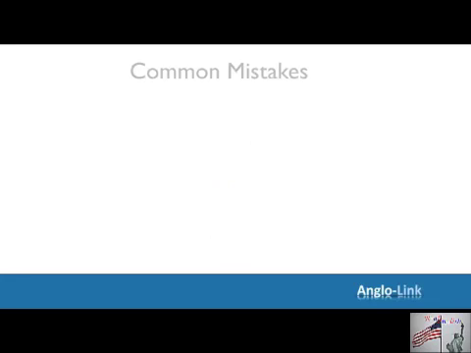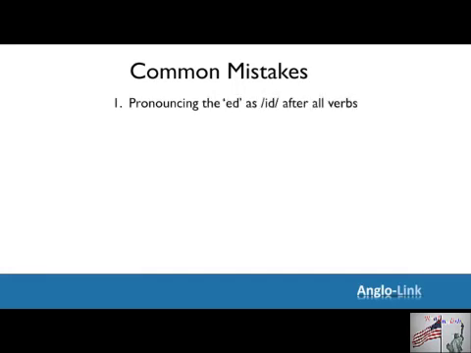Okay then, let's look at the common mistakes. As you can imagine, the most common mistake is pronouncing the ed as id after all verbs. Let's look at some examples. Common mistake, saying help it. It is helped. Saying walk it. It is walked. Not coughed, but coughed.